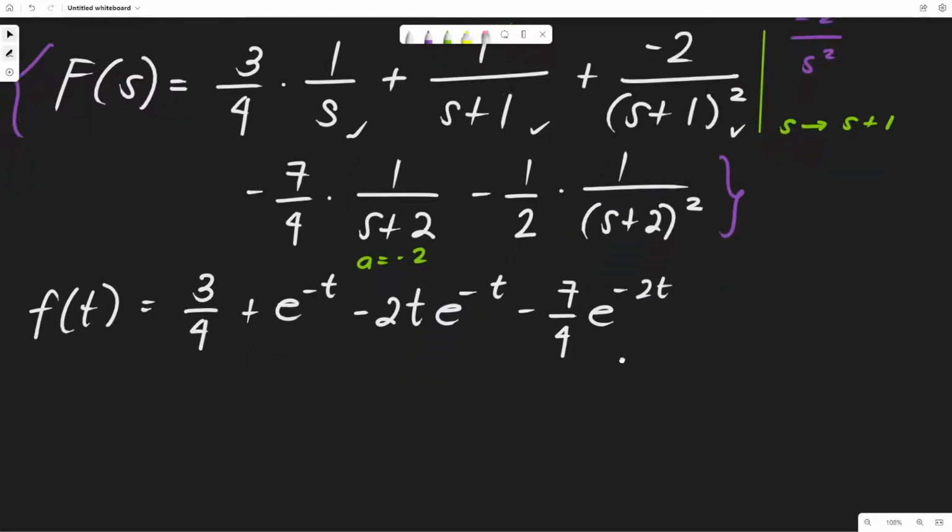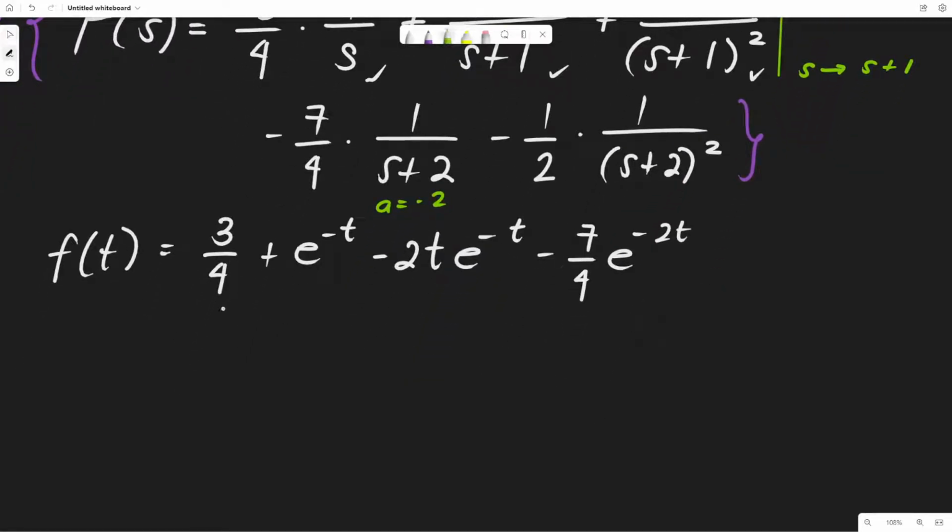So we have the last one, 1, 2, 3, 4 terms. Now we are at the 5th term, negative 1 half. Again, we shift here, s to s plus 2. Therefore, the value of a in e raised to at is negative 2. So we have 1 over s squared, that is simply t, times e raised to negative 2t. So we have 1, 2, 3, 4, 5.